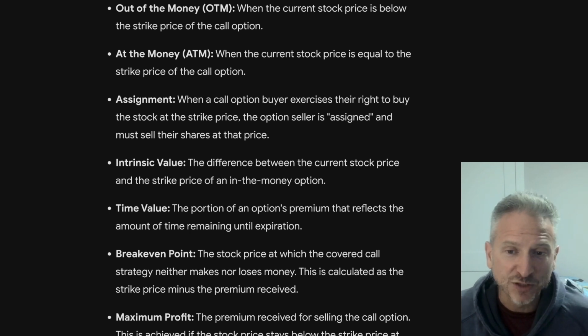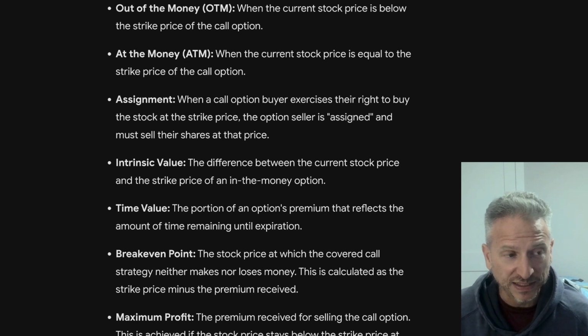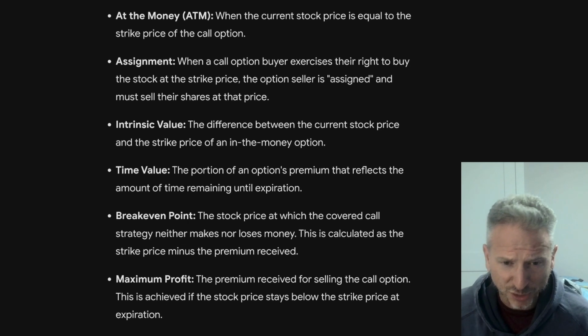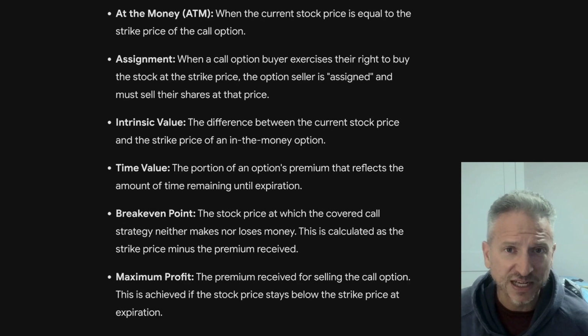Intrinsic value is the difference between the current stock price and the strike price of an in-the-money option. So this is part of the value of an option contract, a covered call. And time value is the portion of an option's premium that reflects the amount of time remaining until expiration. Your break-even point is the stock price at which the covered call strategy neither makes nor loses money. Okay, this is calculated as strike price plus the premium received. And then I think that's good enough for now.